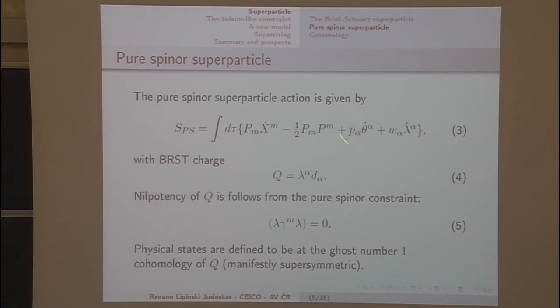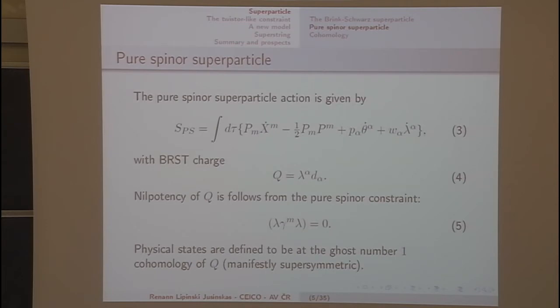And I have here the same conjugate pair for the superparticle, and you have here these ghost variables, the pure spinor variable lambda, which satisfies this constraint here, right? And the BRST charge has this very simple form. So there's nothing about reparametrization again. There is this lambda alpha d alpha. So you're basically picking some of the components of this d alpha as the gauge generators, and the nilpotency of the BRST charge follows from the pure spinor constraint.